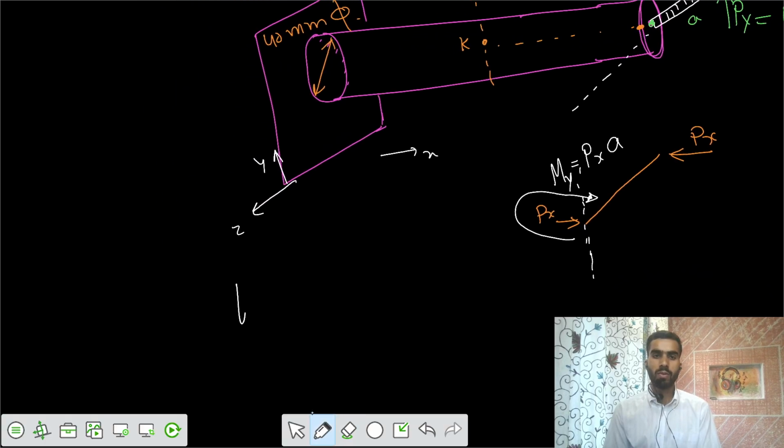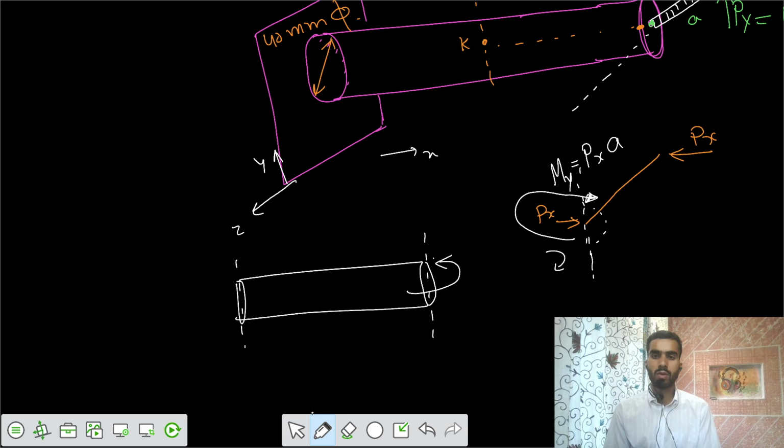That same value of My would be transferred into this shaft. You have the shaft now, and this is your y axis, and the same effect gets transferred. Here it was clockwise, and in this part it would be anti-clockwise.